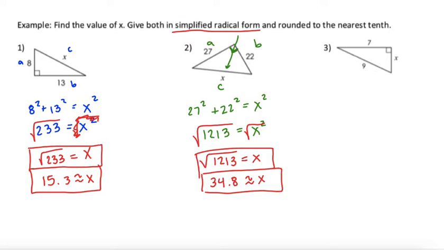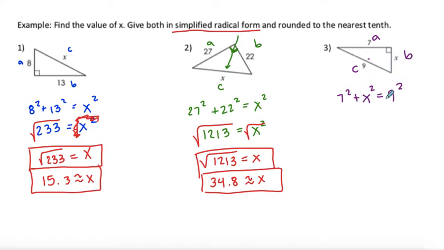On number 3, we have C is across from the right angle, so here's C, A and B. So now I have 7 squared plus x squared equals 9 squared. And notice now I'm not looking for the hypotenuse, so it's not always going to be what we're looking for here. Now I'm looking for this shorter leg.